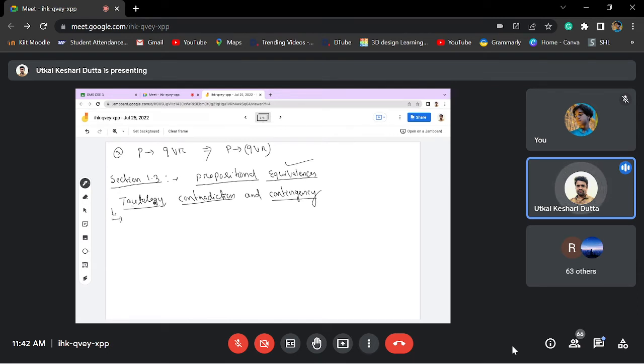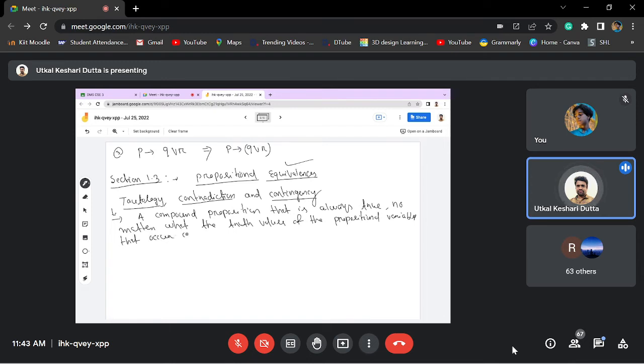We'll go one by one, first tautology. All are compound propositions. A compound proposition which is always true, no matter what the truth values of the propositional variables that occur in it, is called a tautology.